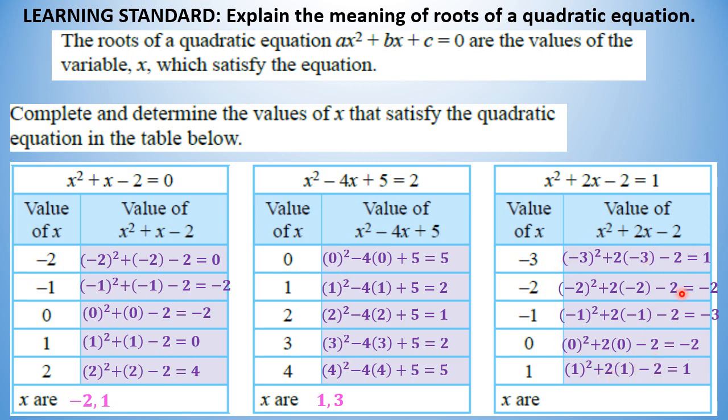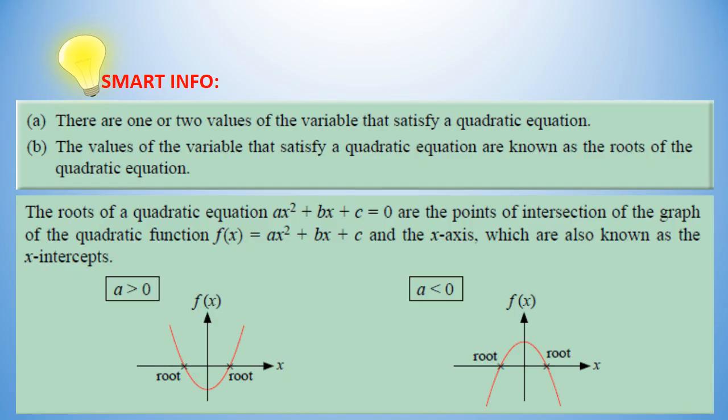Compare, this one is on the left hand side, the quadratic equation. After you calculate, compare to the answer on the right hand side, and then equal to 1. Okay, so negative 3 and 1 are the values that satisfy the equation.